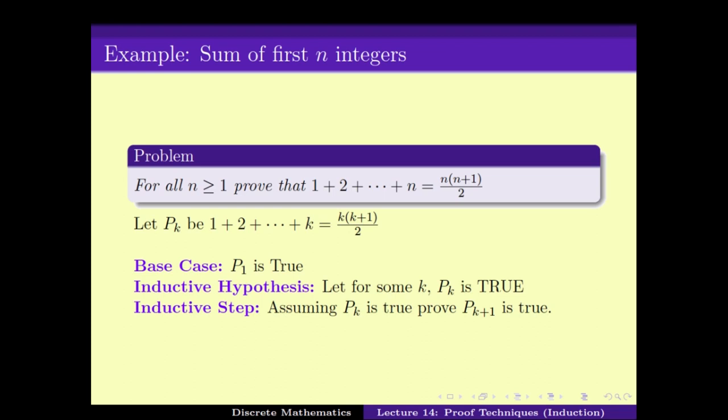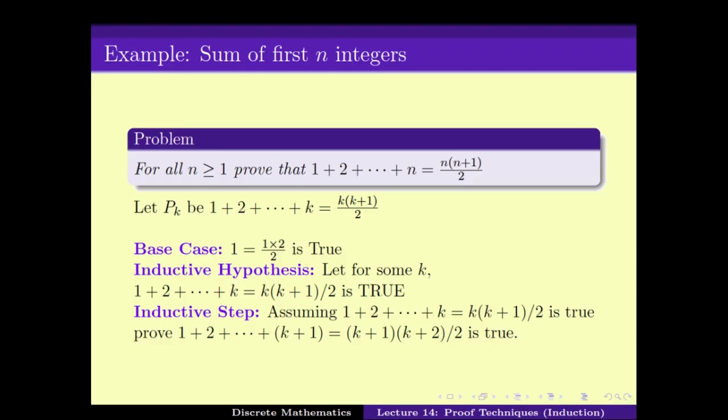Now let's put these numbers back. So what does this base case turn out to be? It was P1 is true, or in other words, the first element, 1, is equal to 1 into 1 plus 1, which is 2, by 2. And this is indeed true. Now, the inductive hypothesis says that for some k, we have assumed Pk is true. So let's assume that 1 plus 2 till k, the first k integers, add up to k into k plus 1 by 2. And the inductive step says that assuming the inductive hypothesis, prove that the sum of the first k plus 1 numbers is k plus 1 into k plus 2 by 2.